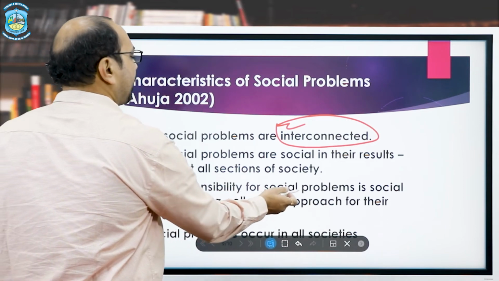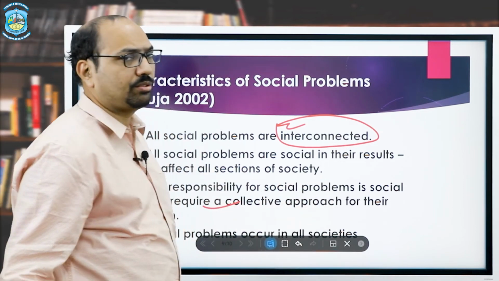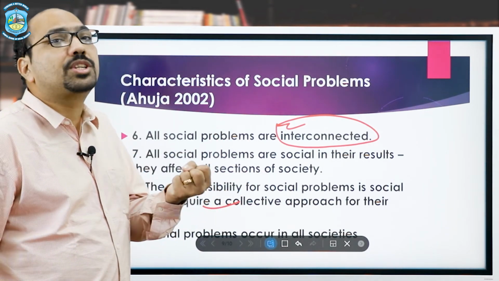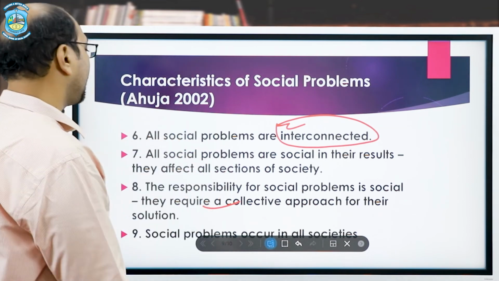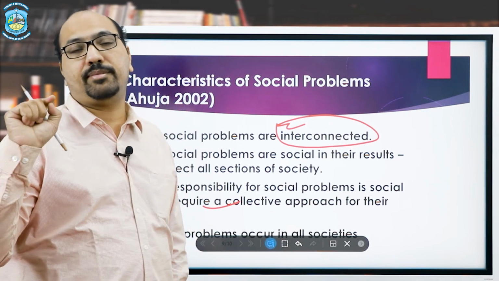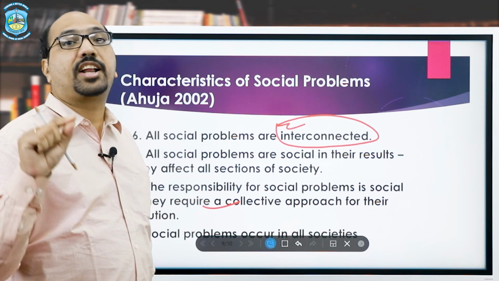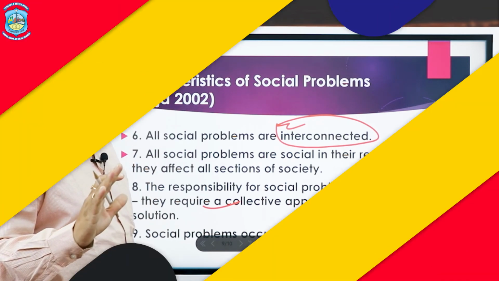The response to social problems basically requires collective action. So the 8th characteristic says that since the problem is social, the response has to be social, that is, a collective response has to take place. And social problems occur in all societies. That's the 9th important prerequisite. So there is no society which can claim that it doesn't have any social problem. So these are the 9 important characteristics.